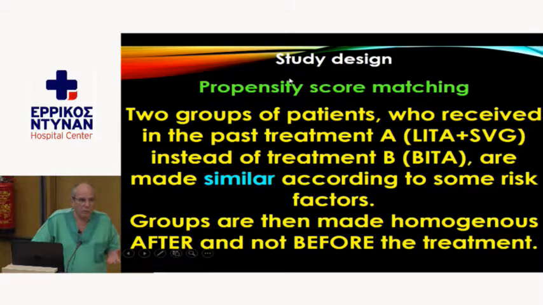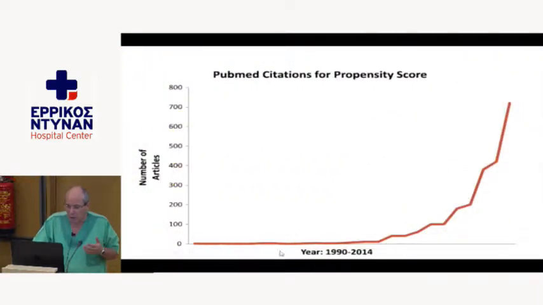So the alternative to the randomized controlled study is propensity score matching. Propensity score matching means the following. Two groups of patients who received in the past treatment A, let us say LITA to saphenous vein graft, instead of treatment B, 2 mammaries, are made similar according to some risk factors. Groups are then made homogeneous after and not before the treatment. And just to let you know, between the years 1990 and 2014, look at the number of propensity score studies that were published. It's a very important number of studies.